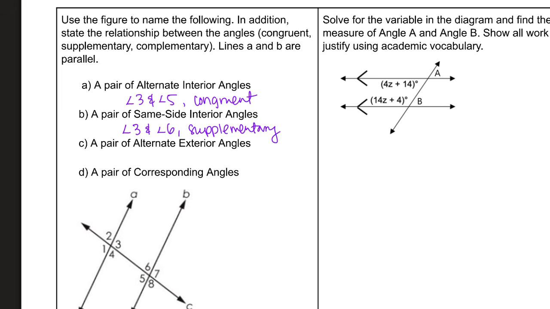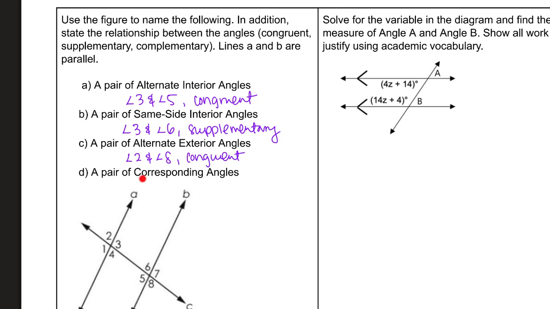All right, next one is asking for alternate exterior. So again, alternate means on opposite sides of the transversal, and exterior means on the outside. So for instance, 2 and 8 would be alternate exterior, or 1 and 7. Alternate exterior angles are also congruent.